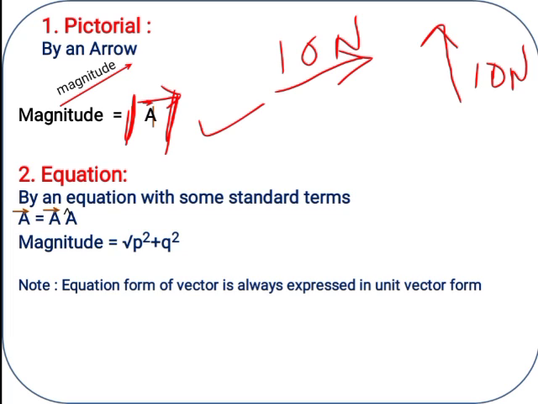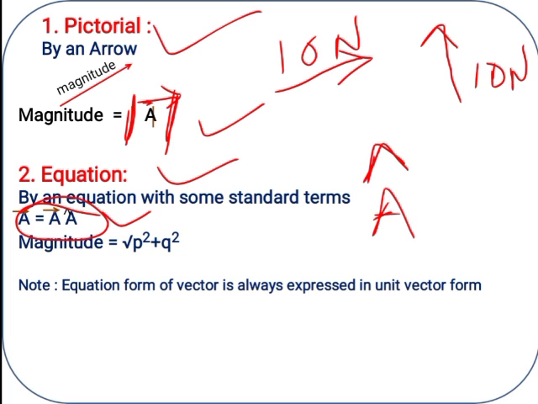Suppose if we want to express the vector in the equation form, then vector A is equal to magnitude of A into A cap. What is this A cap? A cap is a unit vector. I am going to discuss in detail about this unit vector in the next slide. Let us understand only first what is pictorial form, what is equation form. Okay. So this, is it not an equation? This is one type of equation.